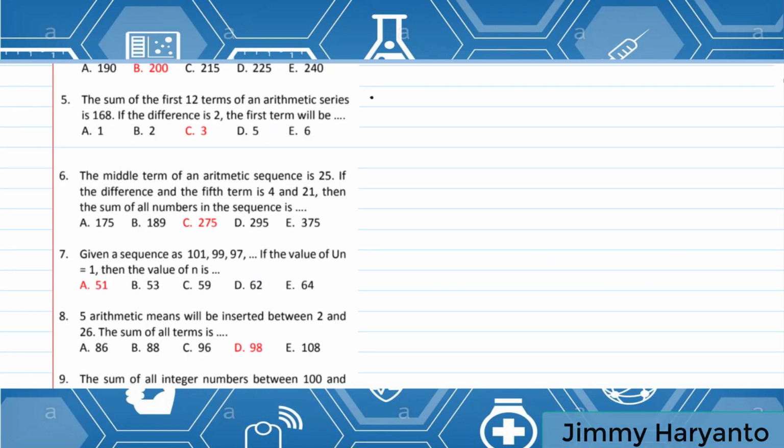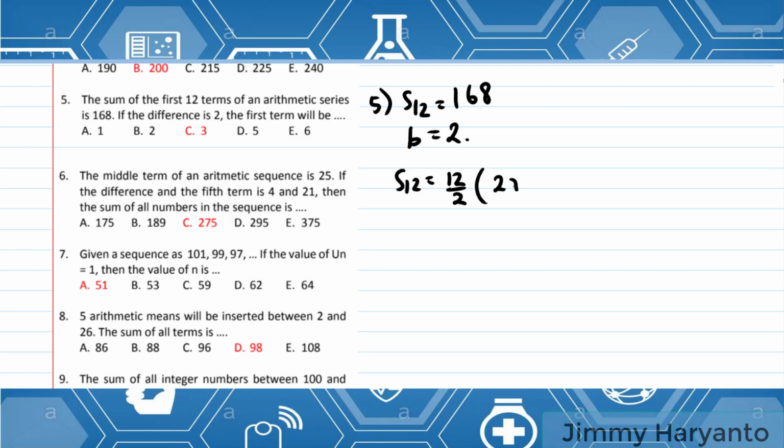Next is number 5. The sum of the first 12 terms means S12. S12 equals 168. The difference b equals 2. Okay, so I will use the formula for S12. It will be 12 over 2 in the bracket 2a plus (12 minus 1) times b. The b is 2. Okay, the S12 is 168 equals 6 in the bracket 2a plus 11 times 2, 22. Okay, and then times it.